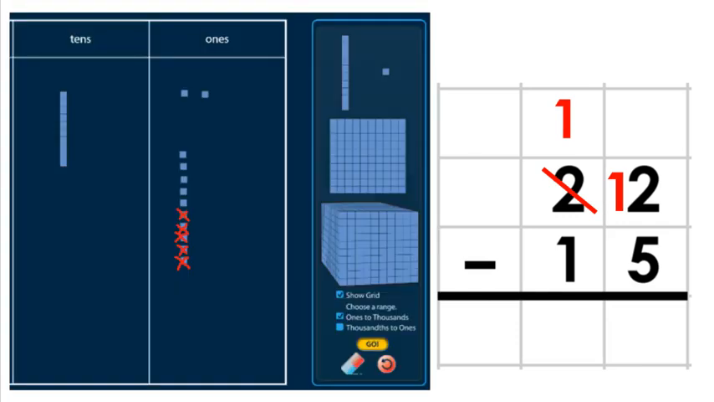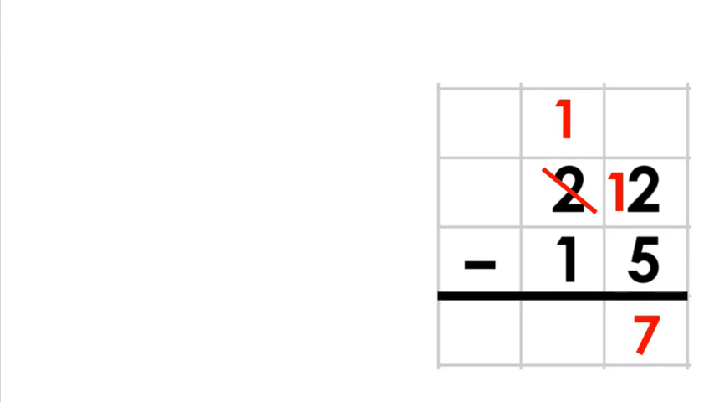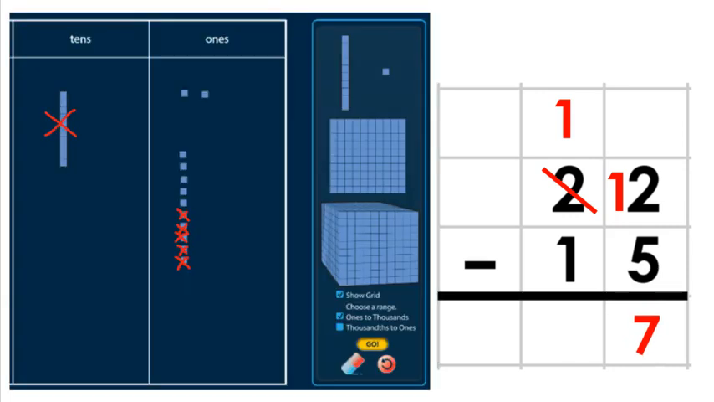12 minus 5 equals 7. 1 minus 1 in my tens equals 0. So 22 minus 15, the difference is 7.